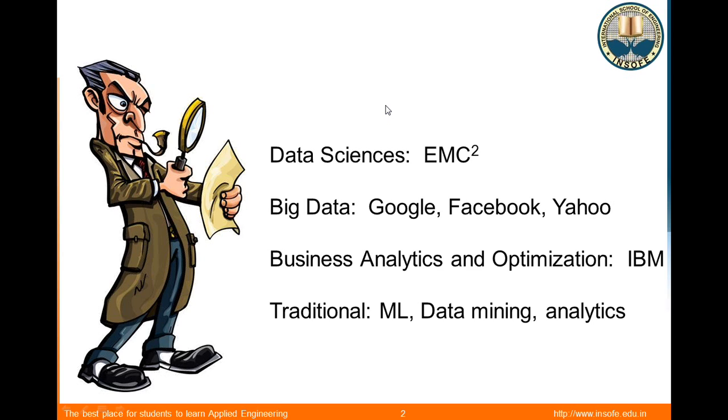If you go to a university, traditionally the same domain is referred to as machine learning and data mining in computer science departments, and analytics in the business and management departments. So this term has a lot of different nomenclatures: data sciences, big data, business analytics optimization, machine learning, data mining, analytics. And recently I found that statisticians are calling it modern applied statistics.